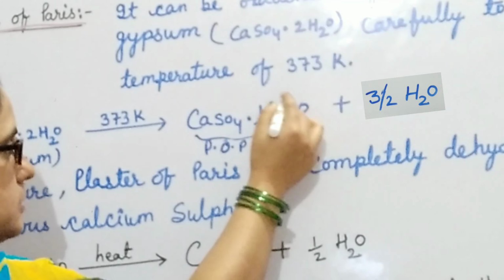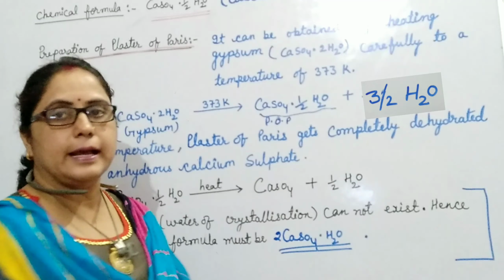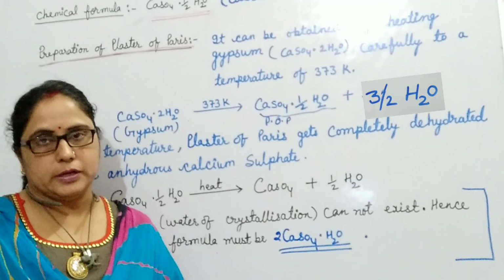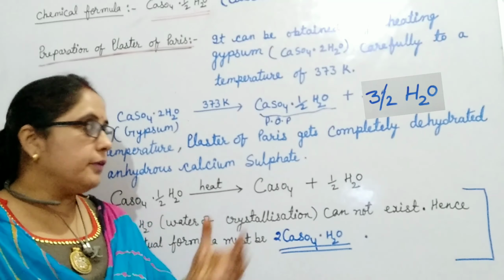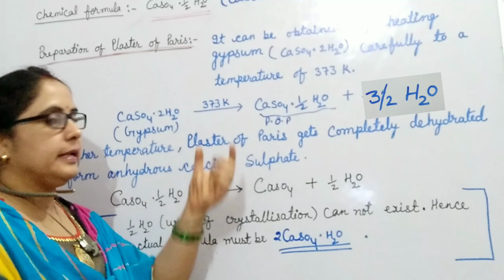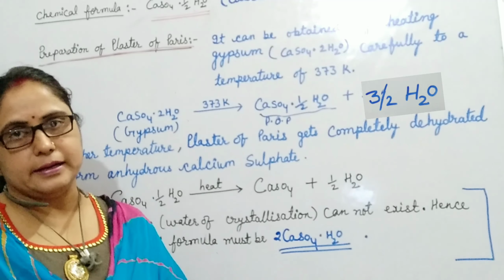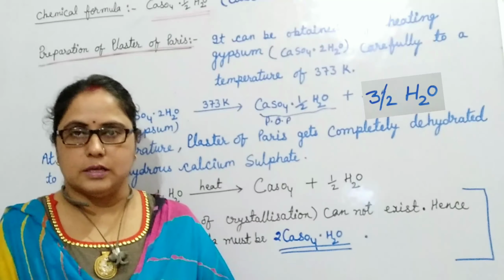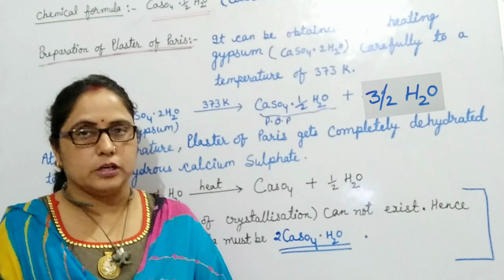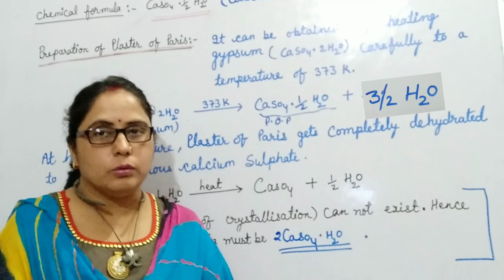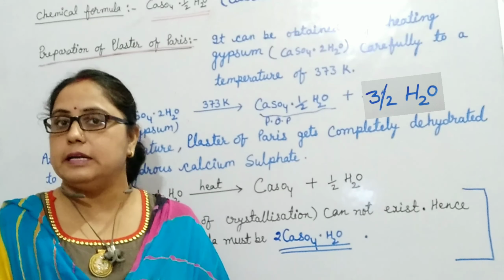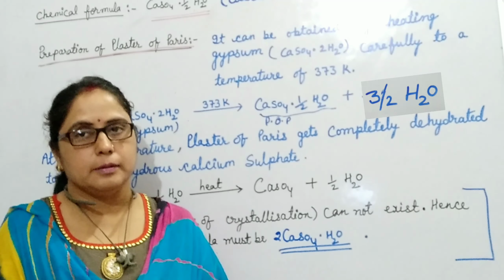This water molecule is also called water of crystallization. Students, one thing is important here: if we heat this gypsum more than 373 Kelvin, then we can't get plaster of Paris, because at higher temperature, gypsum loses all the water molecules and we get only anhydrous calcium sulfate, whose property is different from that of the plaster of Paris.